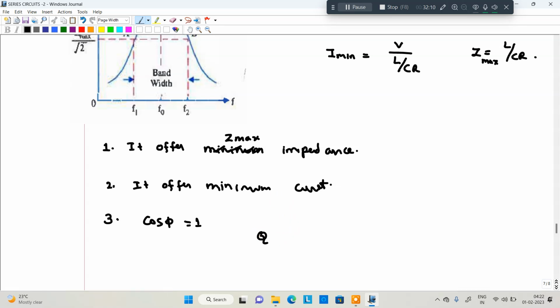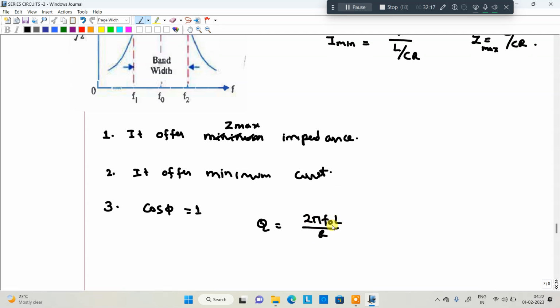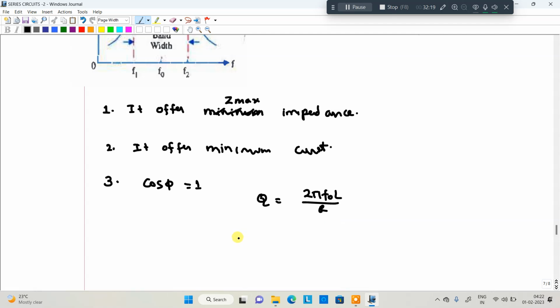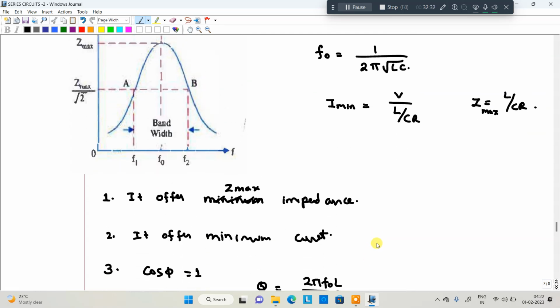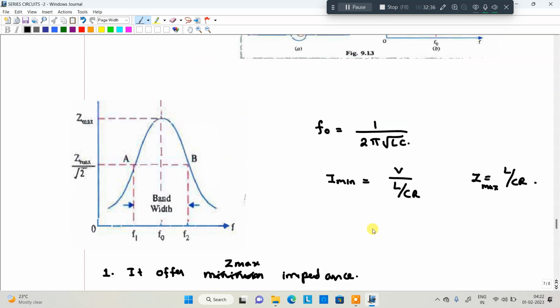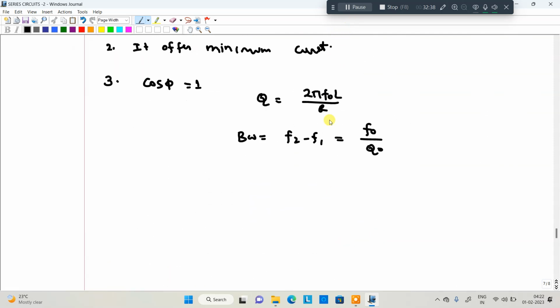So the quality factor Q is equal to 2 pi f naught L by R. That is the formula for quality factor. We have to remember it. After that, bandwidth. Bandwidth is nothing but delta F, that is F2 minus F1, which is equivalent to F naught by Q naught. Okay, these are the things we have to remember in parallel resonance. Is it okay for you? Then we are going to discuss one problem on parallel resonance, then we will end this particular chapter.